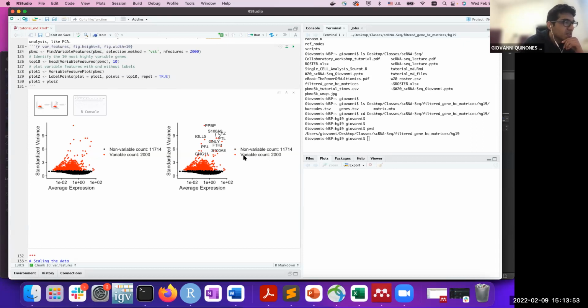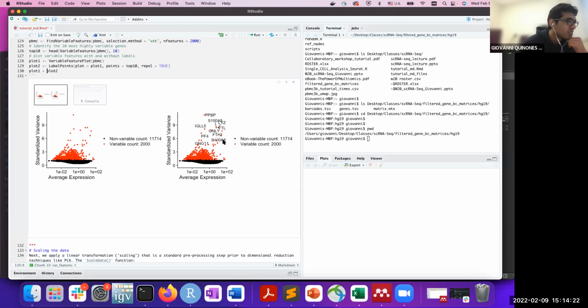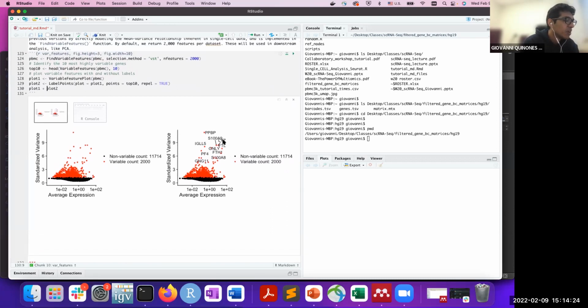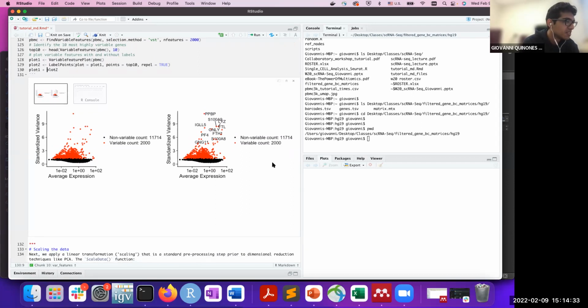In this case, we're labeling them with red dots, and we have 2,000. The non-variable count will be around 11,000. So together we have our original 13,000 genes. Here we're including the names of the genes that are highly variable. We're labeling only 10, just because we cannot fit 2,000 labels in this plot. But from this point onward, we're selecting the features of interest, and our features of interest are these 2,000 highly variable genes.